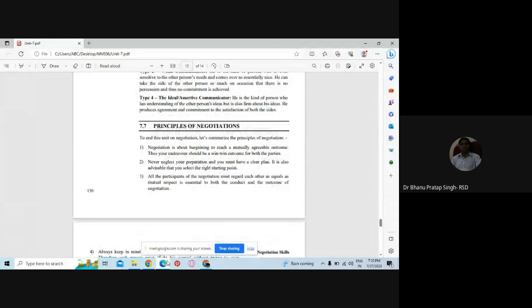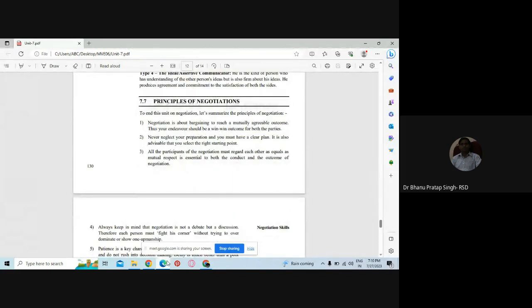Principles of negotiation. What are the principles of negotiation? In the end of this unit, let us discuss what are the principles of negotiation. Negotiation is about bargaining to reach a mutually agreed outcome. Thus, your endeavor should be a win-win outcome for both parties. So, this is the first principle.